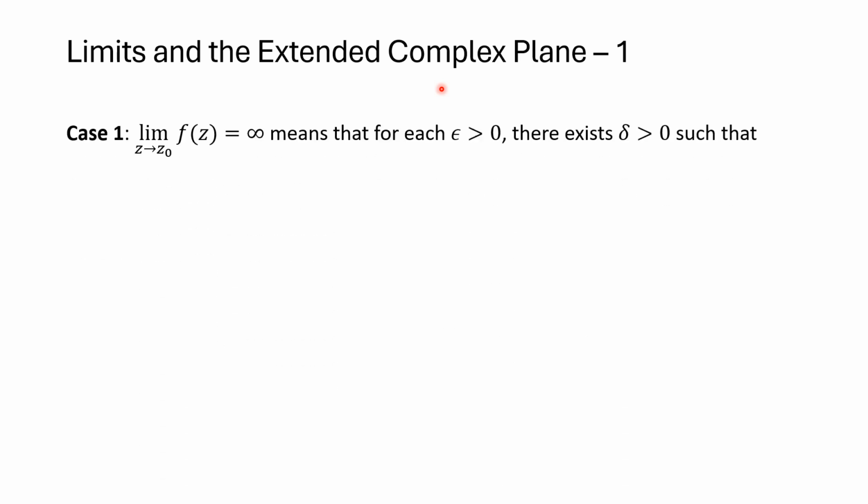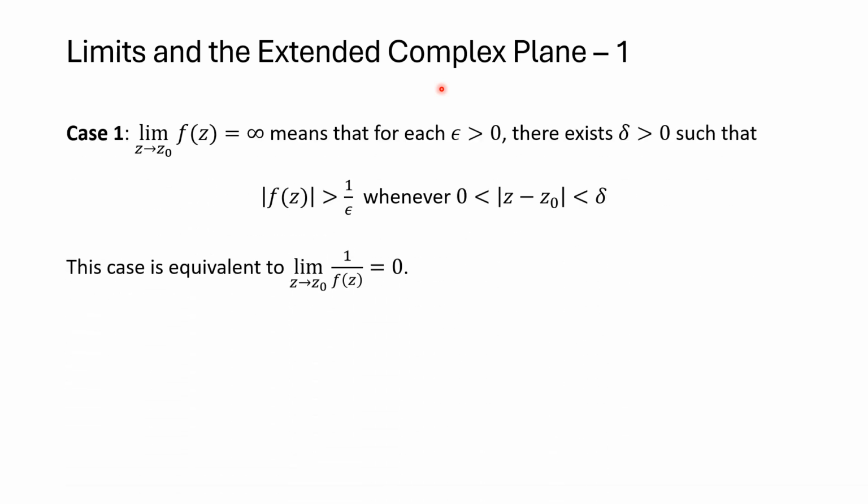We have three different cases concerning the point at infinity. I'll go through each one of those and define what it means and then give an example. So the first case is where z approaches z sub 0 for a given function and the value goes off to infinity. In terms of the formal definition, it's what we have here.